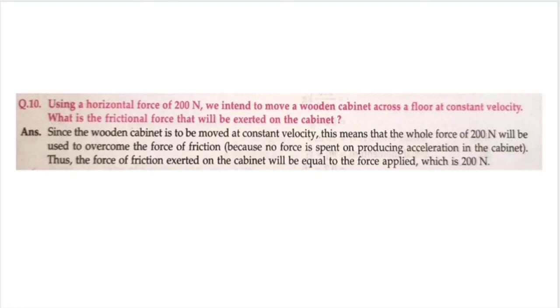Here there is one more force, that is frictional force. This force exists between the floor and the cabinet, and this force is exerted by the floor on the cabinet. Now if we observe the term constant velocity, that means here there is no change in acceleration. In such a situation, the frictional force will be equal to the applied force. So the answer here is 200 newtons.